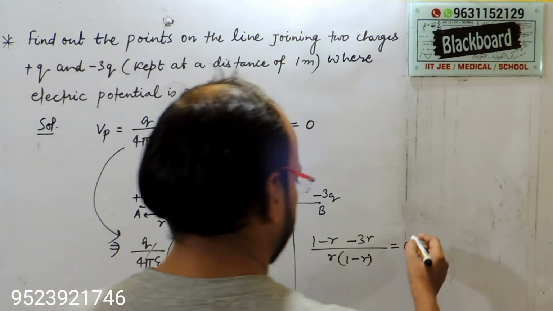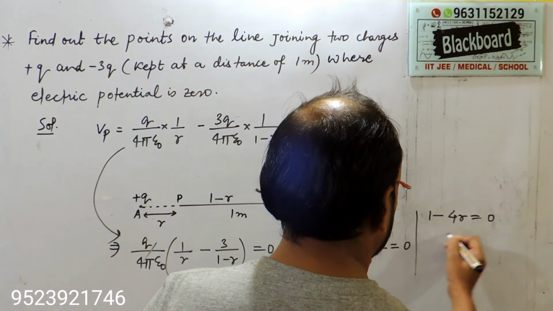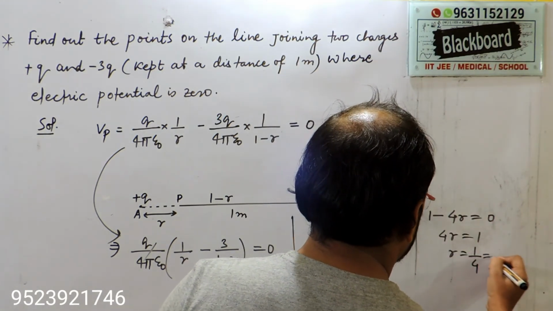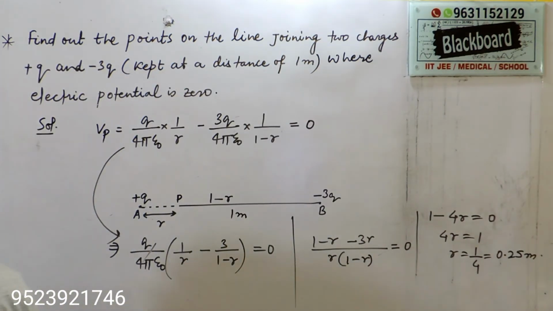This will be cancelled. That means 1 minus 4R is equal to 0, so 4R equals 1, R equals 1 by 4. That means 0.25 meter. This is 0.25 meter to the right of the charge positive Q.